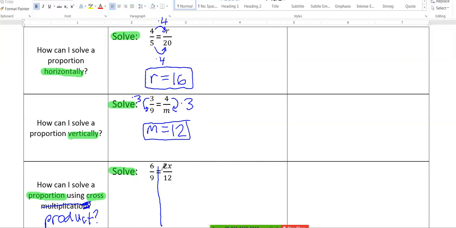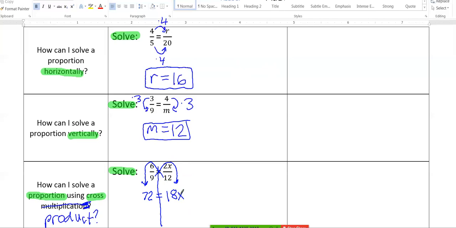You cross multiply, or you find cross products. What's across from 12? 6. So what's 12 times 6? 72. Equals. What's across from 9 is 2x. What's 9 times 2x? 18x. So 12 times 6, 72. 9 times 2x, 18x. Now I'm solving for x.